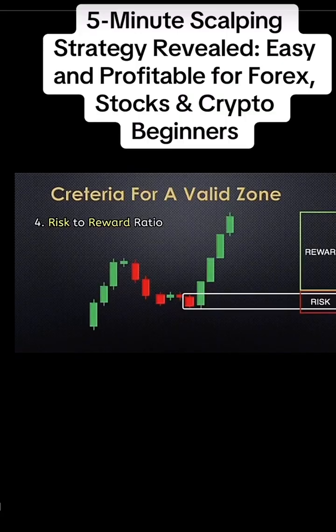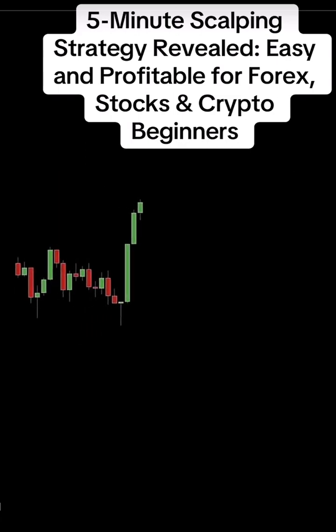Now that we have covered the key factors for identifying a high probability supply or demand zone, such as candle size, freshness of the zone, breakout of structure, and a 3-to-1 reward to risk ratio, keep these in mind as we move forward. These factors are the foundation of finding the best trading opportunities, so let's apply them to some real chart examples. Let's dive into this real chart example.